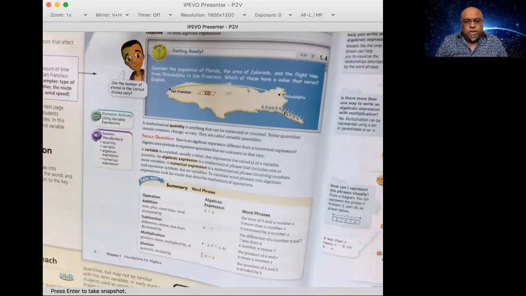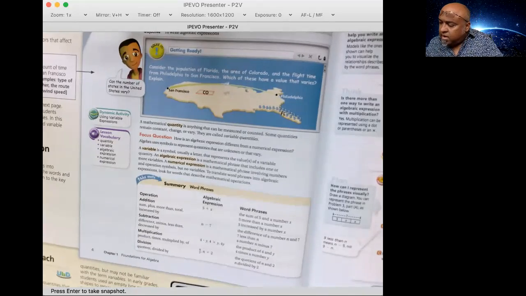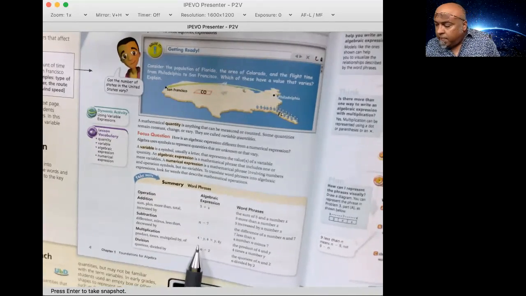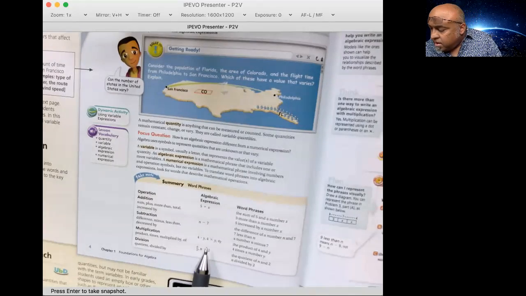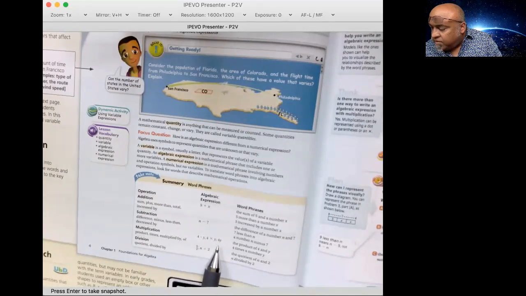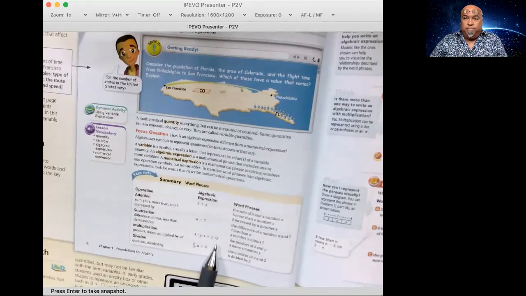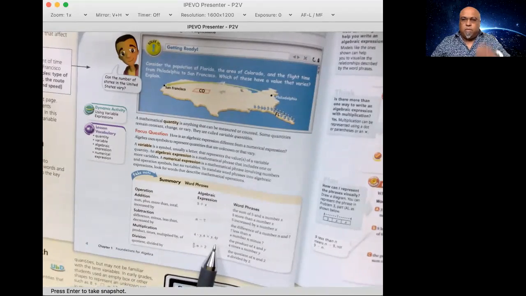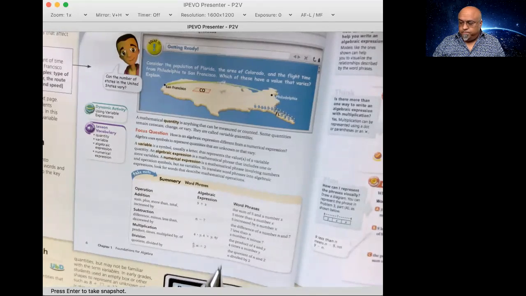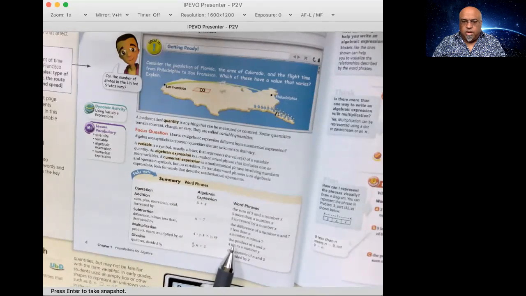Now let's take a look at multiplication and division. With multiplication, I have 4 times y, and I have 4 right next to y. Just wanted to point out, if you have a number next to a letter, that automatically implies multiplication. So that is the product of 4 and y, and 4 times a number y. In this case, the order is not changed from how it is in words.